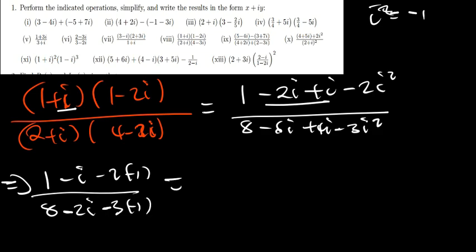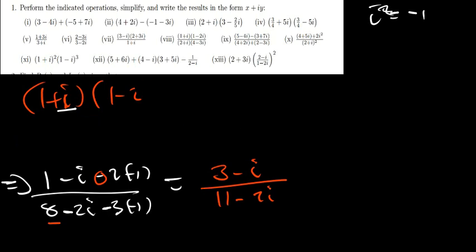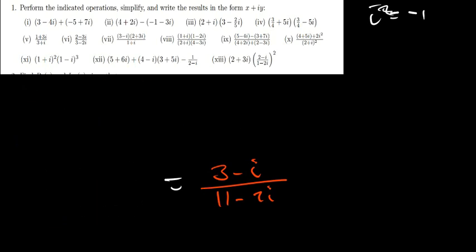Okay, so the next thing I'm going to do, I know that this is going to be plus now, so I'll have 1 plus 2, which is going to be 3, minus i. Then the bottom part, I know that it's going to be 8 plus 3, which is going to be 11, minus 2i. So now I can conjugate the denominator. So I'll just create space on top here, and then I'll have 3 minus i over 11 minus 2i.